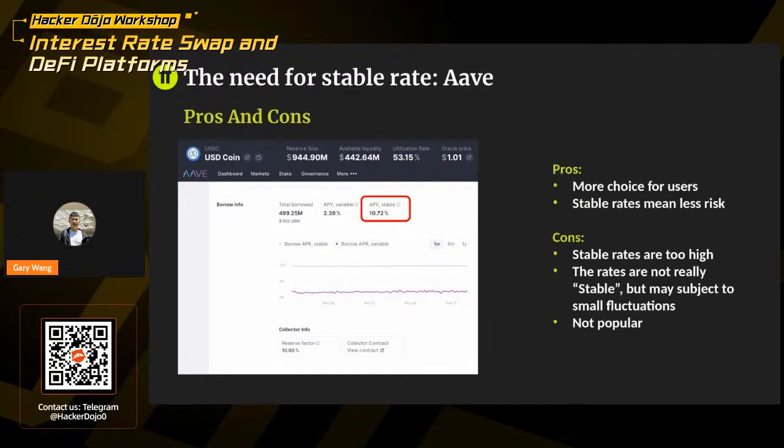And we can see the pros and cons of this Aave stable rate design. The pro is that there are indeed more choices for users to pick. Users can pick variable rates or stable rates, and stable rates mean less risk. Yes, it's a good attempt. I would not call it decent because it has several drawbacks, such as the stable rates being too high for users to use. So maybe no users will ever use the stable rate in their whole lifetime, as long as they really understand what happens here. And the stable rates are not actually stable, and they may be subject to small fluctuations. And lastly, and most importantly, it is not popular.